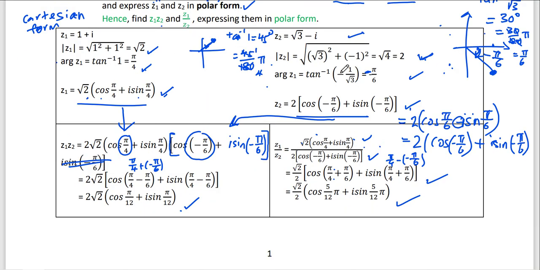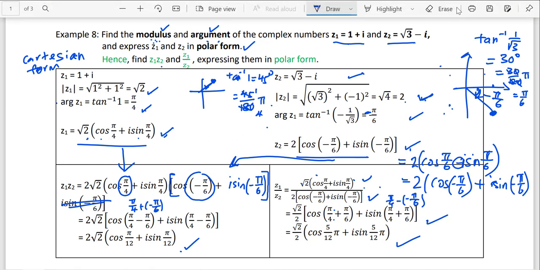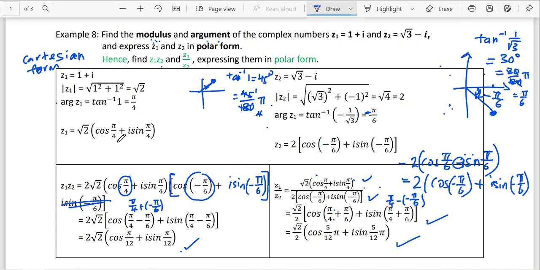Next, after you get the modulus and argument, you put them inside the polar form. So settle, modulus, argument and polar form, you have these two. After that, since they said hence, you must use these to find z1 z2 and z1 over z2. You need to use the answer from here.